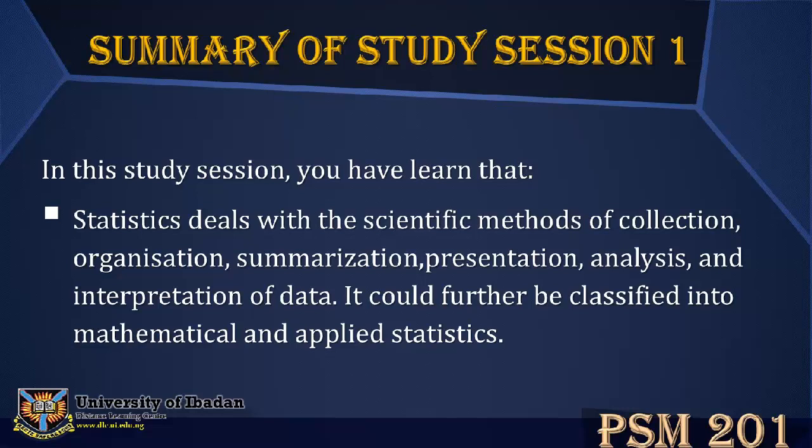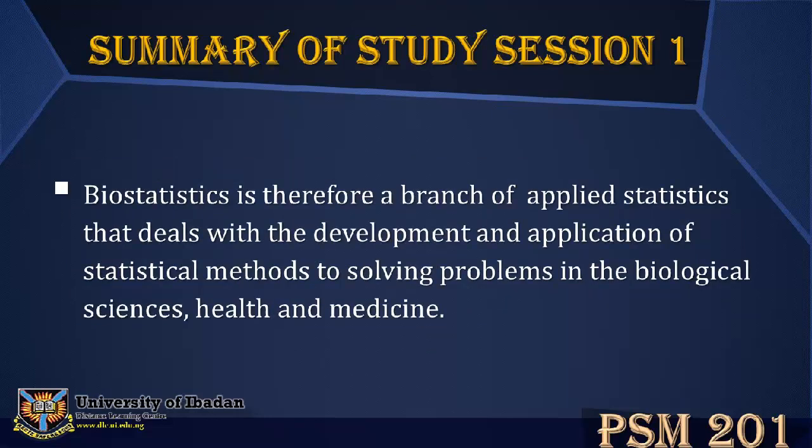Summary of Study Section 1. In this study section, you have learned that statistics deals with the scientific methods of collection, organization, summarization, presentation, analysis, and interpretation of data. It could further be classified into mathematical and applied statistics. Biostatistics is therefore a branch of applied statistics that deals with the development and application of statistical methods to solving problems in the biological sciences, health, and medicine.